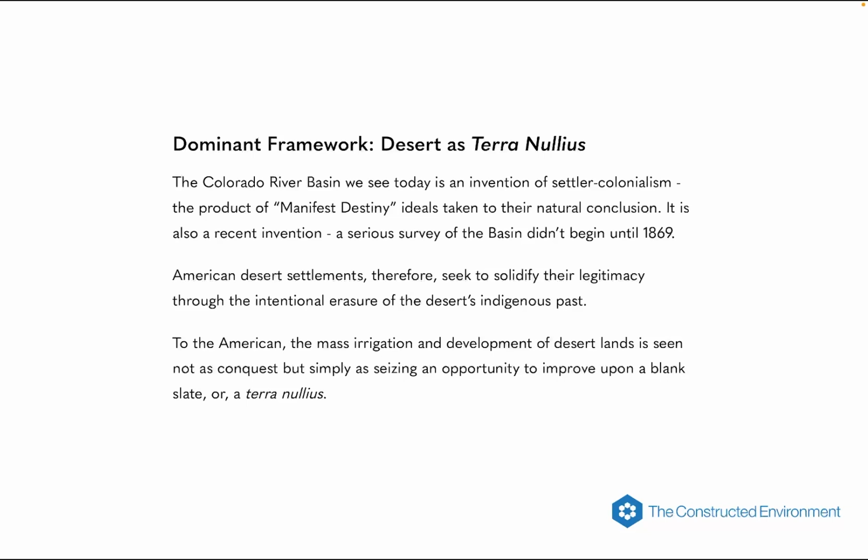To the American, the mass irrigation and development of desert lands is seen not as conquest, but simply as seizing an opportunity to improve upon a blank slate, or a terra nullius.